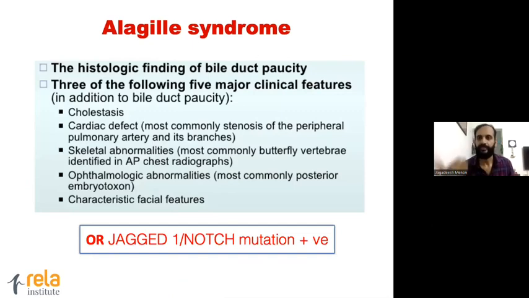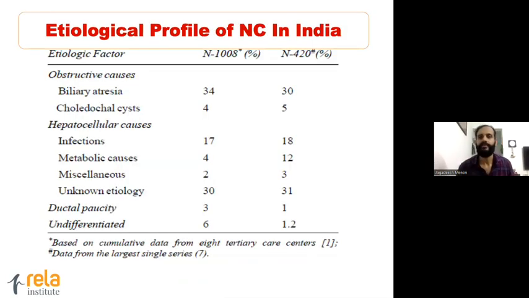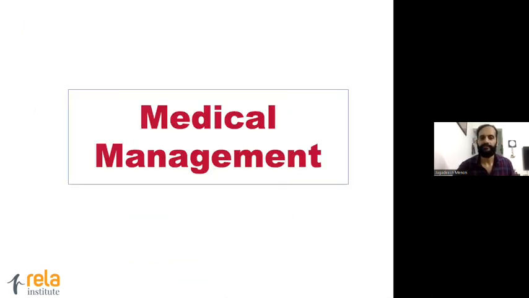You have diagnostic criteria for Alagille syndrome, and if 3 among the 5 criteria are positive along with histological support, or a single gene mutation, that actually clinches the diagnosis. This is one of the initial series reported from India, in which biliary atresia was noted to be one of the important causes of cholestasis.